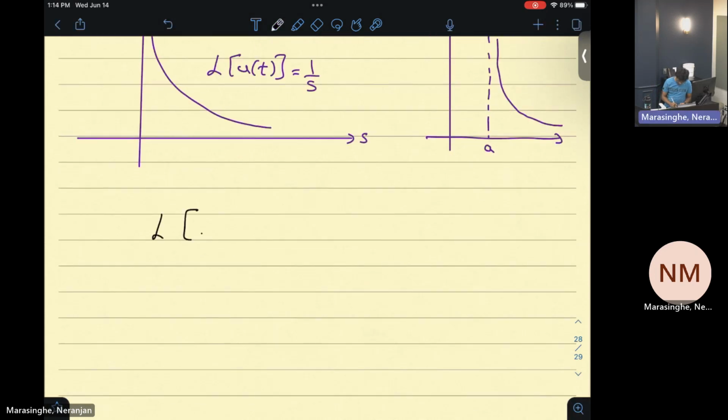Again, I would write down the theorem, the first translation theorem. It would say that if you multiply your function by e to the at, your Laplace transform would be translated by a units.